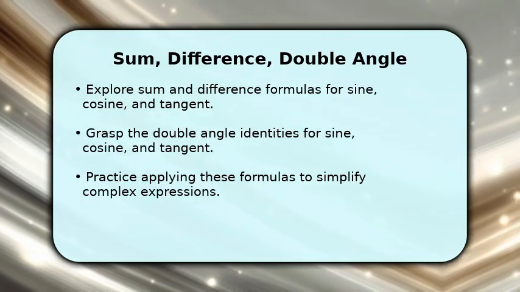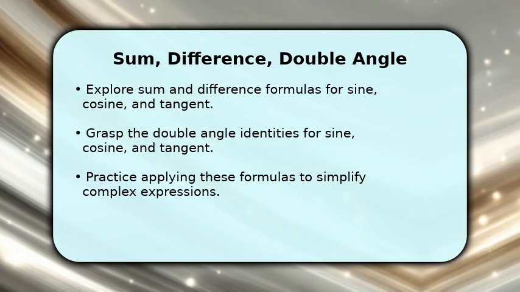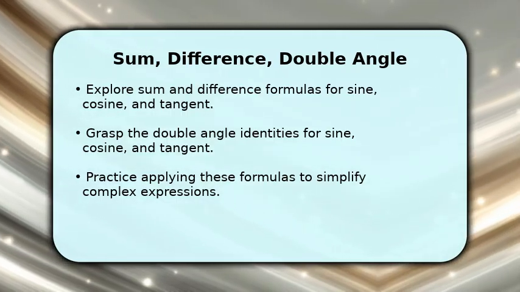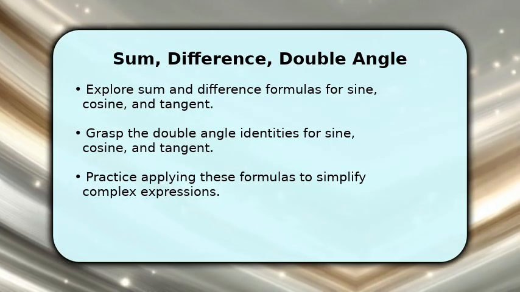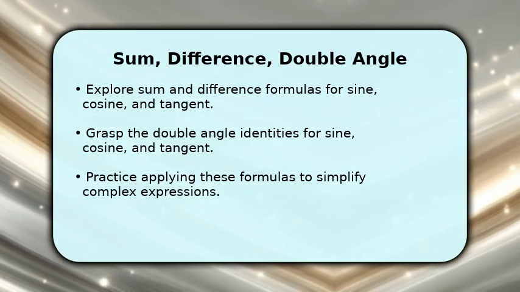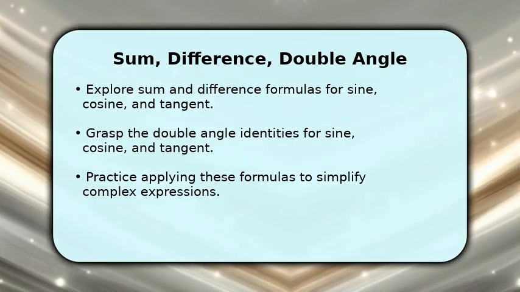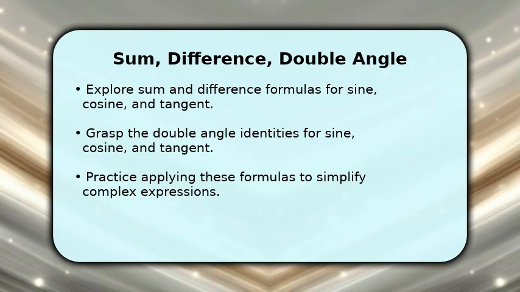Then, delve into the double angle identities, which express trigonometric functions of 2 theta in terms of functions of theta. For example, sine 2 theta equals 2 sine theta cosine theta. Consistent practice with these formulas is key to simplifying complex expressions effectively.